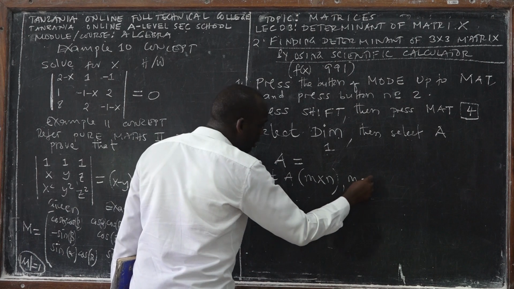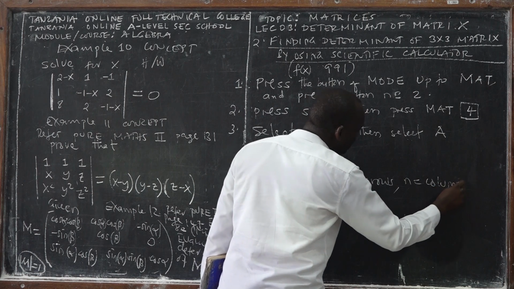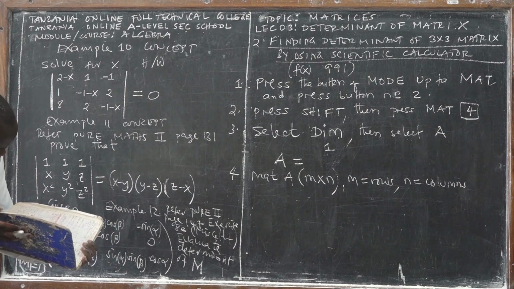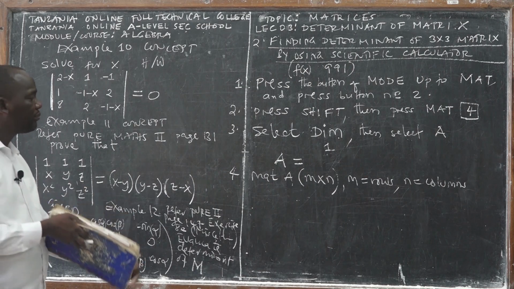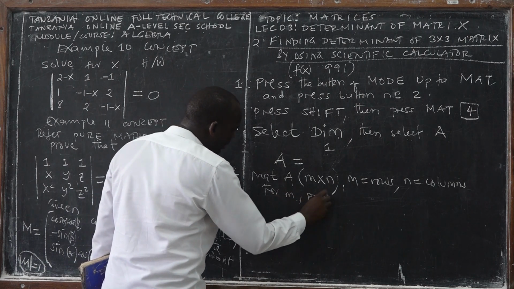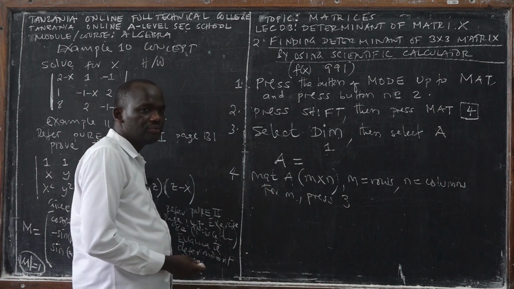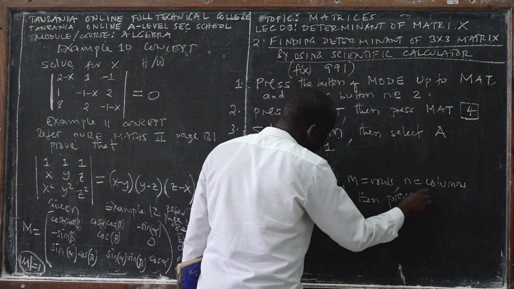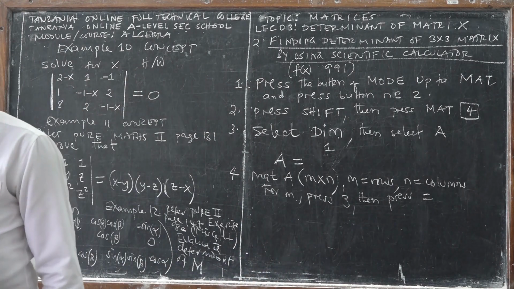What does it mean? M stands for what? Rows. N stands for what? Columns. So rows and columns. How do we feed rows and columns? For M, press button number 3. It means you have 3 rows. Then after that, press the equal sign. Ready? So we have defined the number of rows.